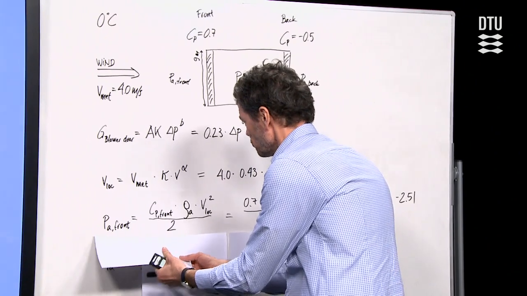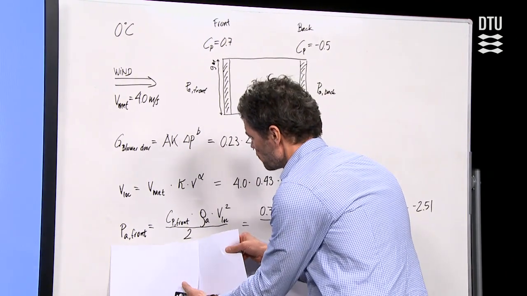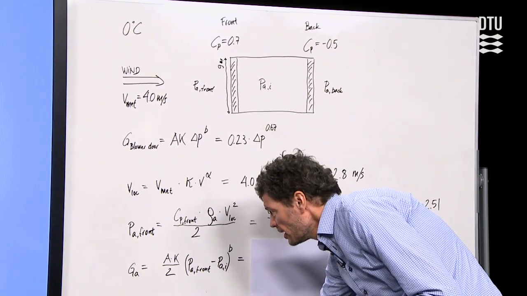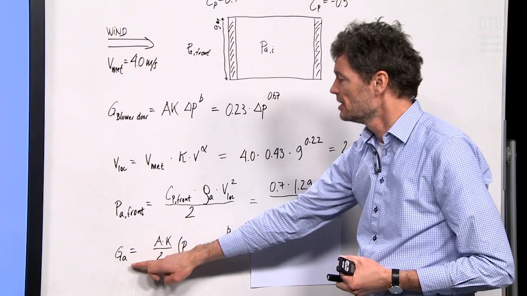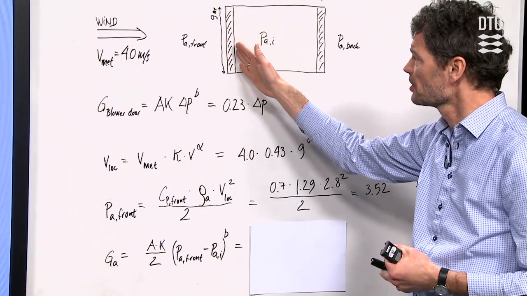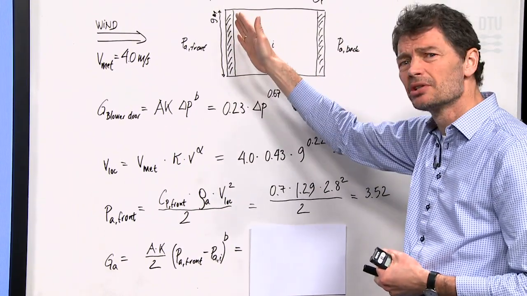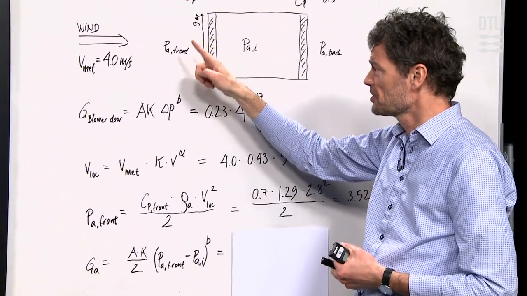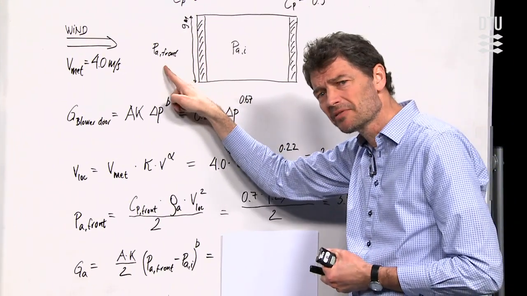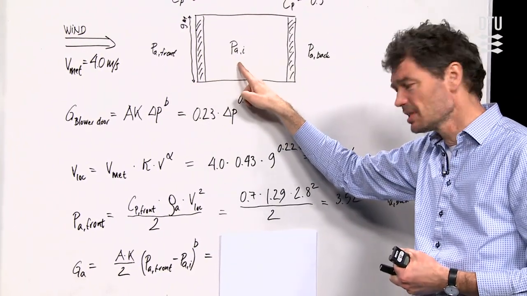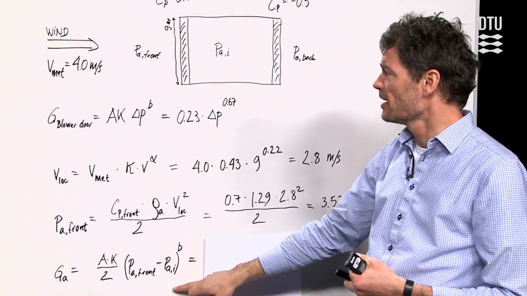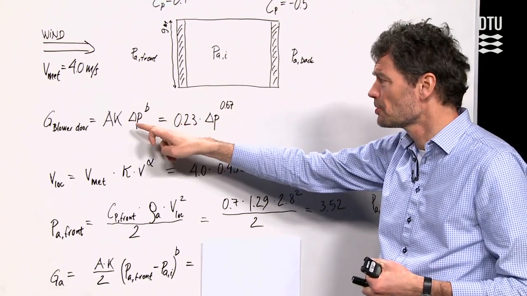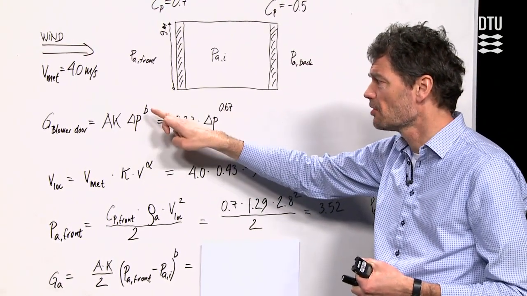Next, we have to set up what the internal conditions in the building are. What I'm doing now is taking the air flow through our building component. If I look first at the front of the building, the left-hand part, the pressure difference is the air pressure in front of the building minus the air pressure inside our building. We should use the same equation as was used for the blower door. So we should raise the pressure difference to the power B.